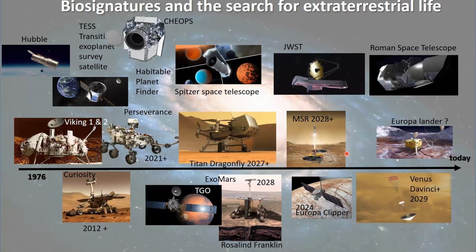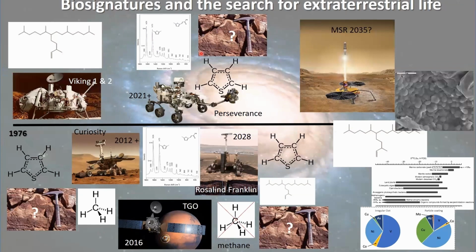This is a very busy slide. It shows in situ missions on Mars, future missions, possible missions to the icy satellites, as well as the telescopes that are looking for habitable planets and possibly biosignatures. What are they looking for? Well, most of them are looking for some kind of molecular signature of life.